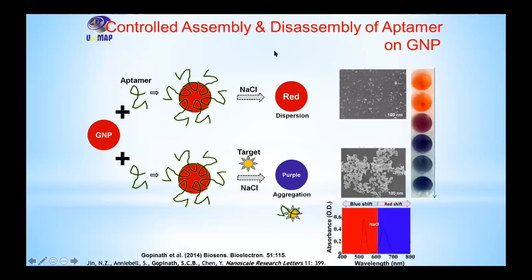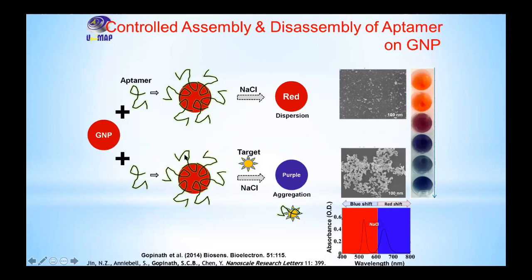This is another strategy using aptamer. The gold nanoparticle is used as substrate where the aptamer is immobilized on top of the gold nanoparticle. And if there is no target protein or target analyte, then the gold nanoparticle will remain at nano size and the color remains red.